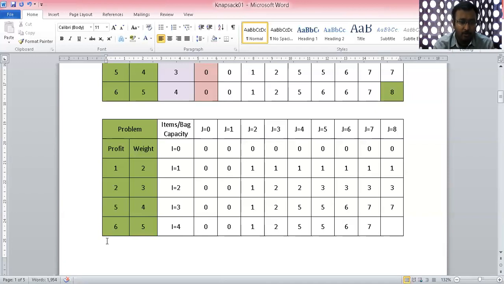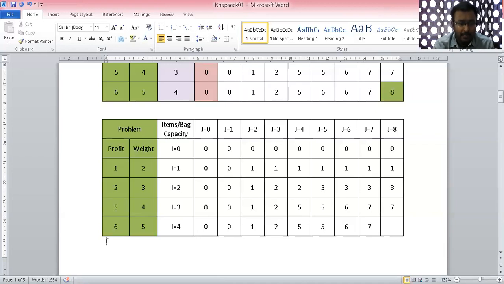Suppose I go for item number 1 and 4, the weight is 5 plus 2, which is 7. Yeah, I can add this item also. The profit comes out to be 6 plus 1, which is 7. But in the previous step, I had got a higher value.